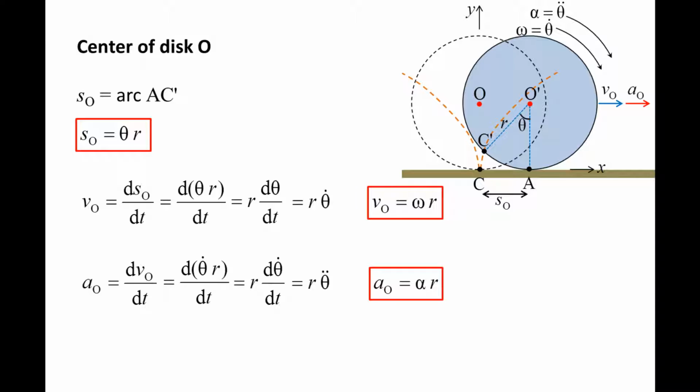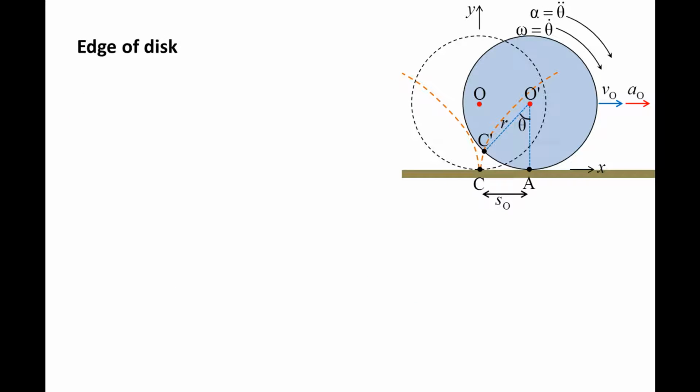Now we will develop equations to describe the motion of the edge of the disk. The origin of the coordinate system is at point C, which is the point of contact before rotation occurs. We will now determine the x-coordinate, x-component of the velocity Vx, and x-component of the acceleration Ax for point C', which is the new position for point C after rotation occurs.